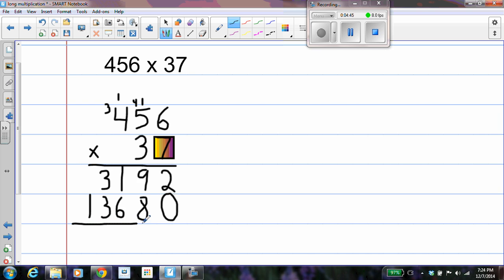Now what we do here is we add these two products that we've already found, partial products, that is. So we go 2 plus 0 is 2. 9 plus 7, 16, regroup the 1 here. 6 and 1 is 7, and 1 more is 8, and that's 8 hundreds. 3 thousands and 3 thousands is 6 thousands. And then we have the 1 ten thousand. So we have 456 times 37 is equal to 16,872. Okay, easy enough.